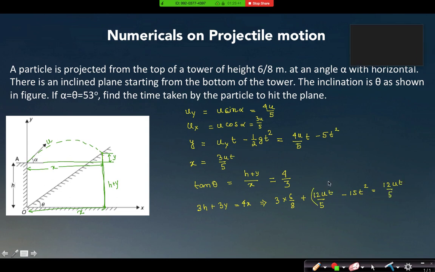Can you see that 12 ut by 5, this part will get cancelled out from both the sides? Yes. So what is left is 15t square is equal to, you can calculate, 3 by 4, it's 9 by 4. So it is 3 and 5, right? So the value of t should be under root of 3 by 20. That should be the answer of this.